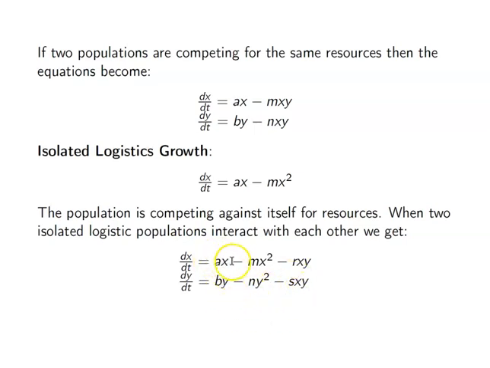Same thing here. So this is rabbits. The rabbits are competing with themselves, and they're shrinking because they're competing with the deer for the same resources. Same thing here. The deer population is growing, but they are competing with themselves, so that's decreasing the population, and they're having interactions with the rabbits, where the rabbits are eating their resources as well, and so that is keeping their population from growing too large. Okay, so that's the isolated logistic growth.